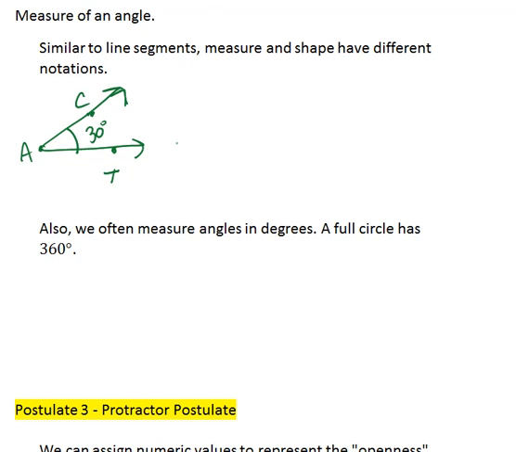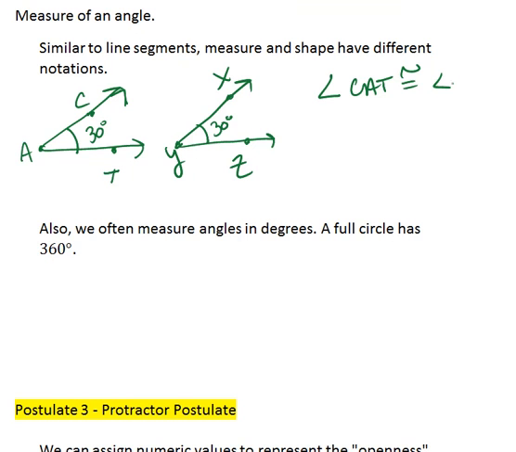And we will use another angle. This angle will be, let's just use XYZ. XYZ is also 30 degrees. Then angle CAT is congruent to angle XYZ. Or we can write angle A is congruent to angle Y in this case, because both angles have the same size and the same shape.